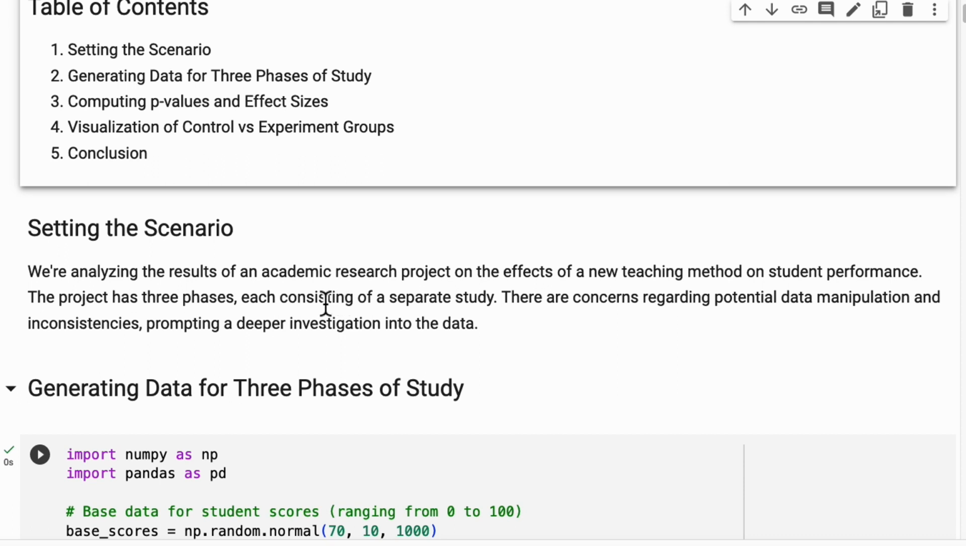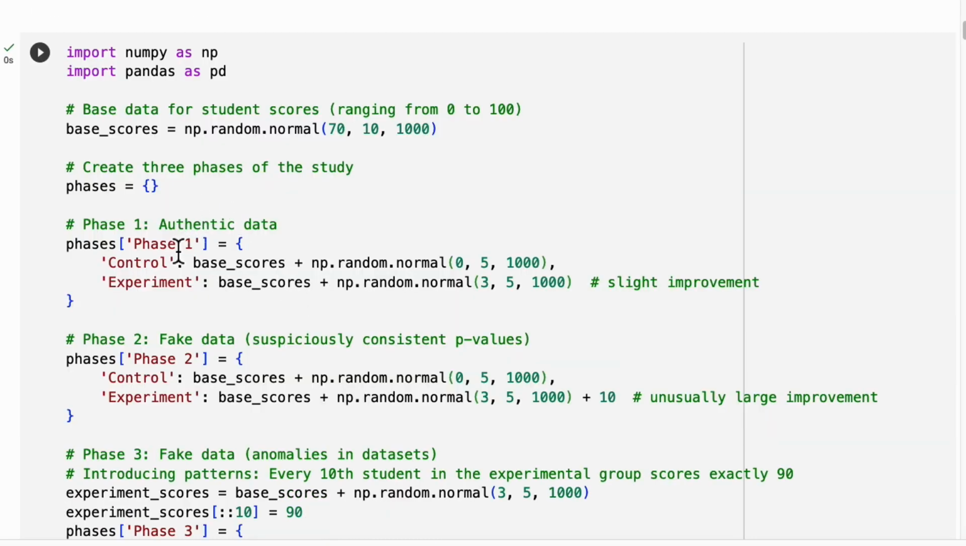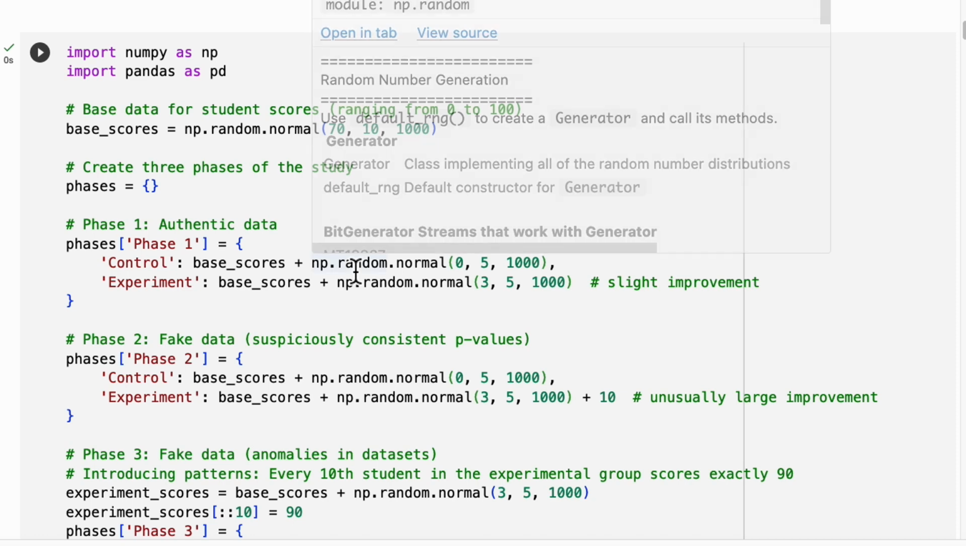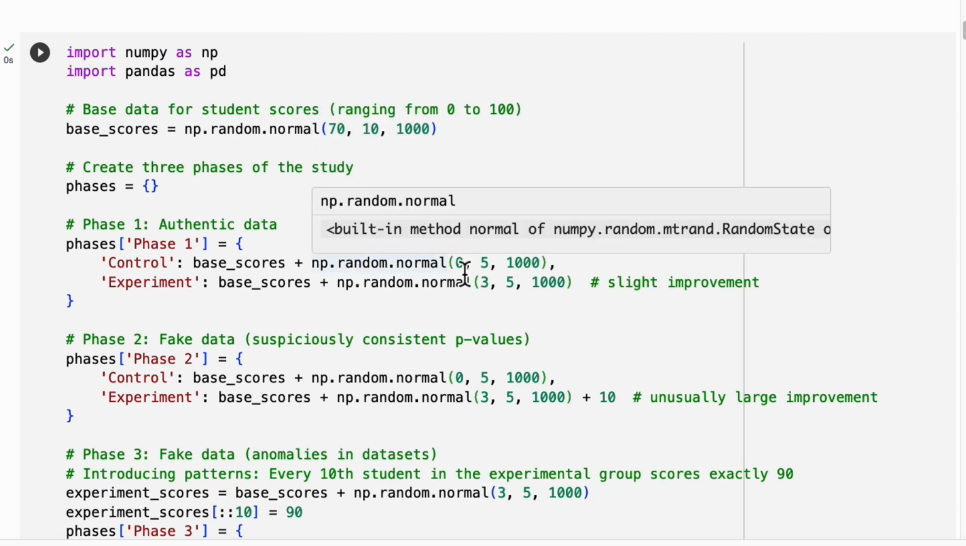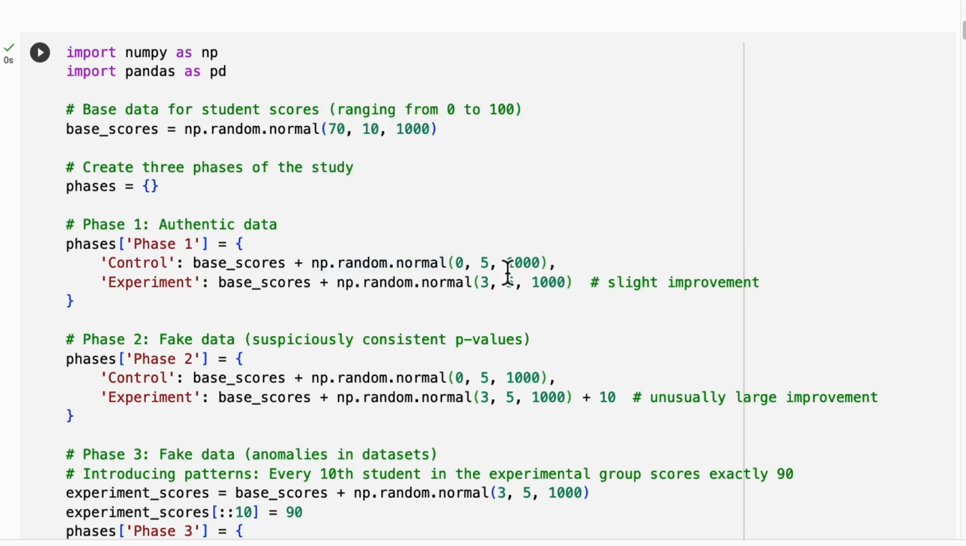Now here, we try to study a certain teaching method and the impact of that to the students' performance measured by the testing scores. Like in many other academic studies, you may have 3 phases. The setup here, we're going to have control group and experiment group, where assume the first one is authentic. That is, you may have a Gaussian distribution. Here we have sample of 1,000 samples.